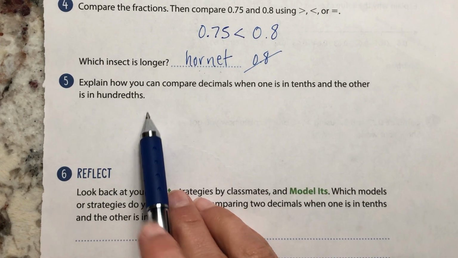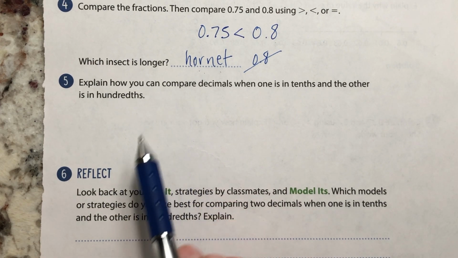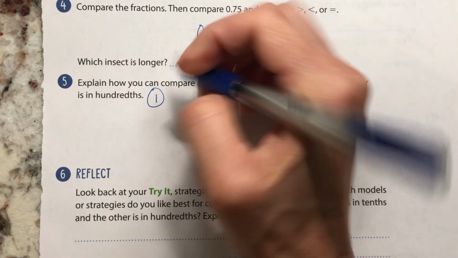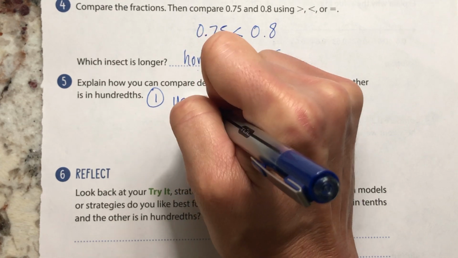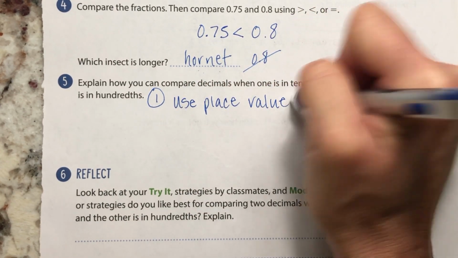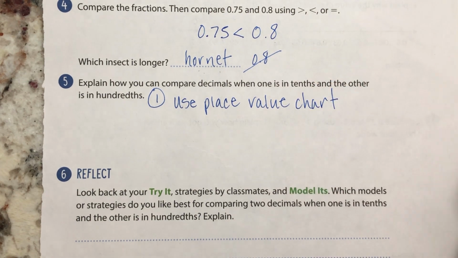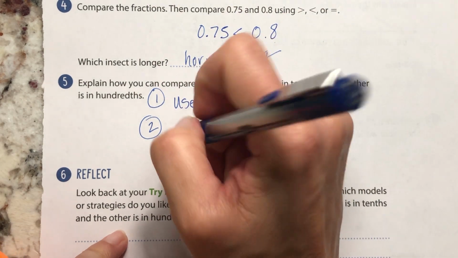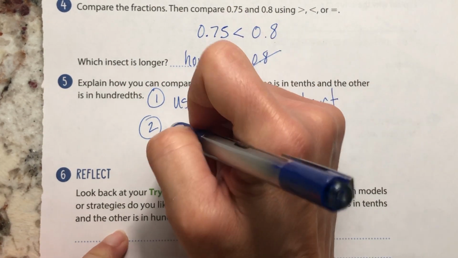Number 5 says, how can you compare decimals when one is in tenths and the other is in hundredths? Well, the first thing I would do truly is I would use a place value chart. And then the second thing you can always do is if you have a number in the tenths, you can always add a 0 after the tenth.